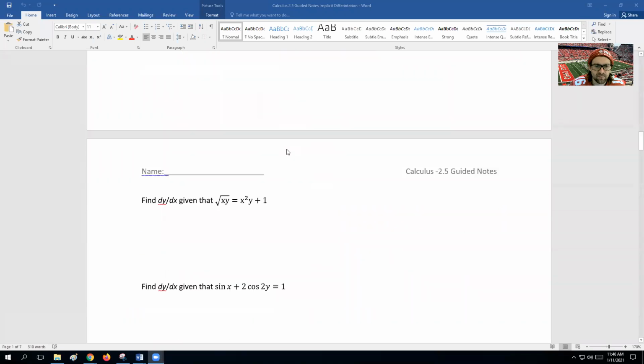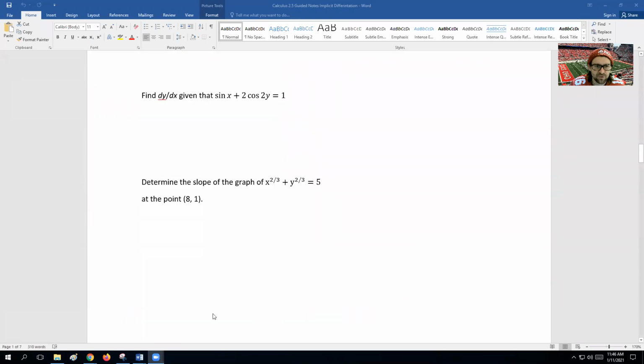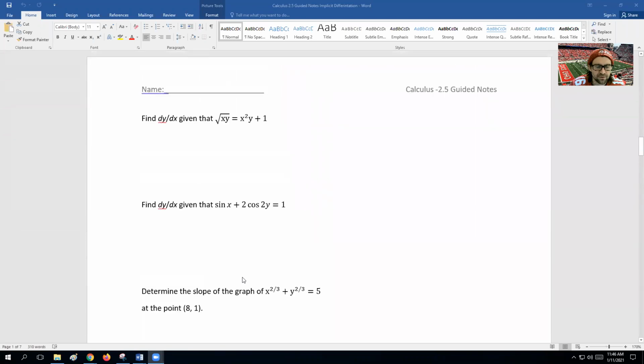Okay, I believe we got a couple more problems. Yep, we'll do 2 more and then we'll worry about the slopes tomorrow. All right, ooh-wee, this looks like it's gonna be fun.